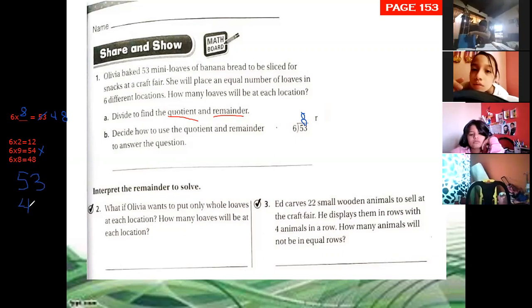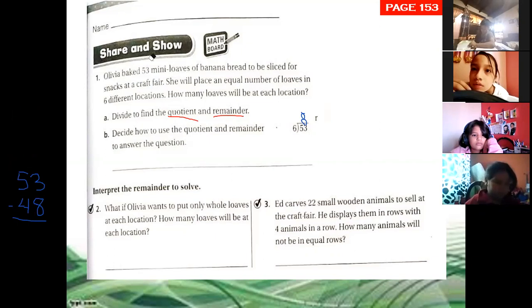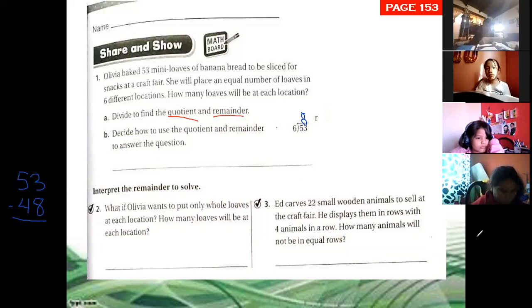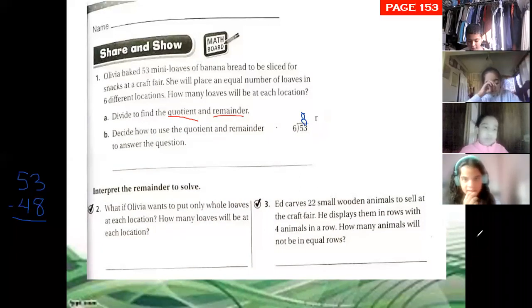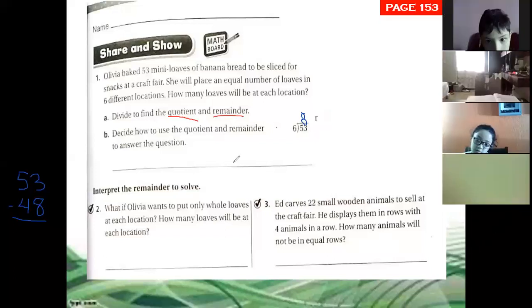We have to subtract 53 minus 48 to find the leftover. 3 minus 8. Is it possible? Impossible. So we need to regroup, exactly. We regroup this number 5.